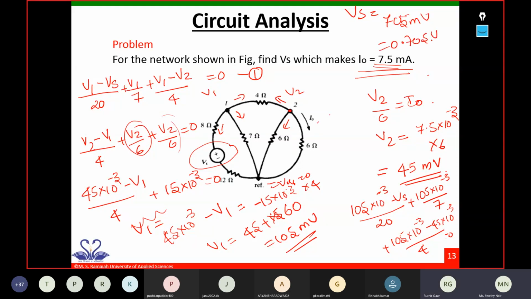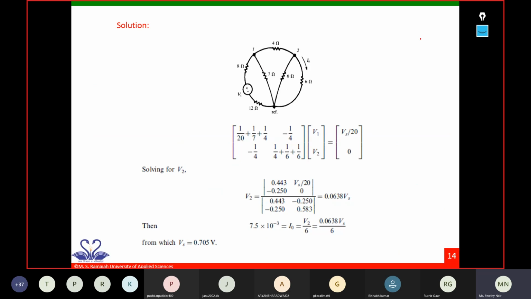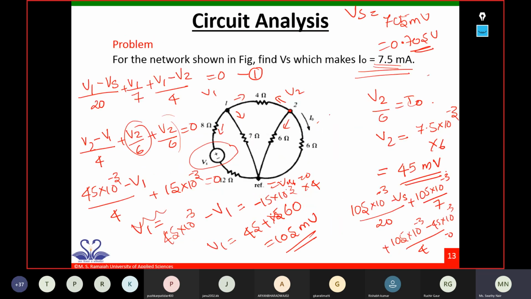0.705 volts. Did you get that answer? Let me check the answer. Yeah, Vs is equal to 0.705 volts. All of you got it?